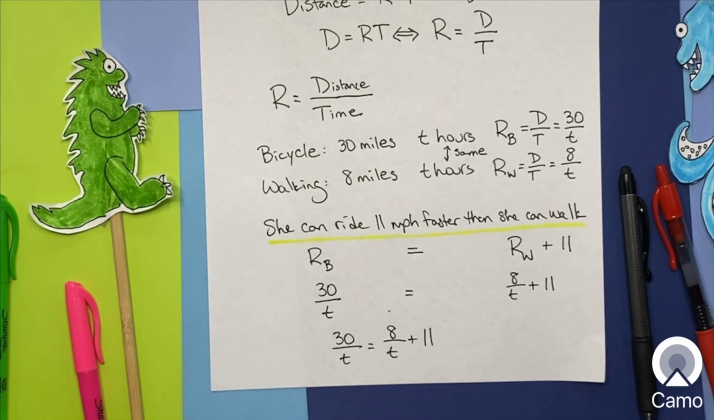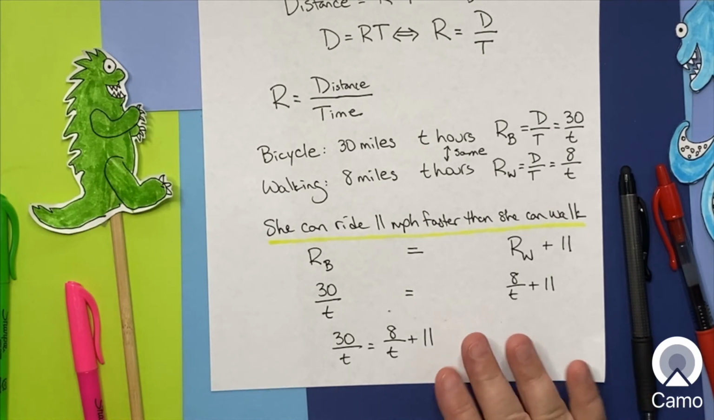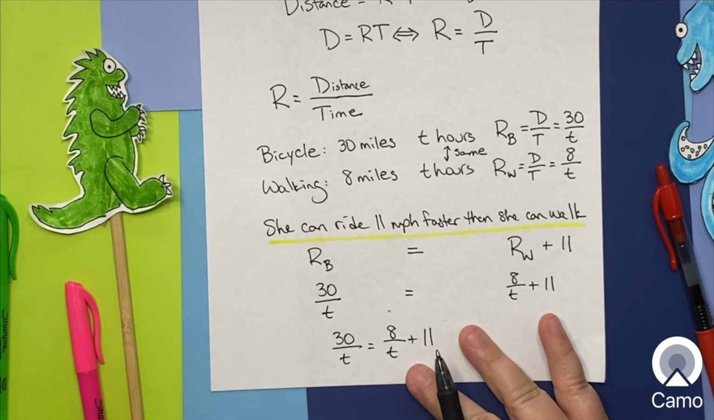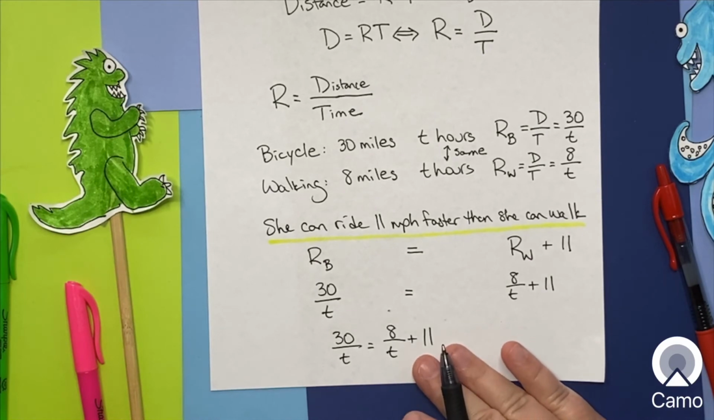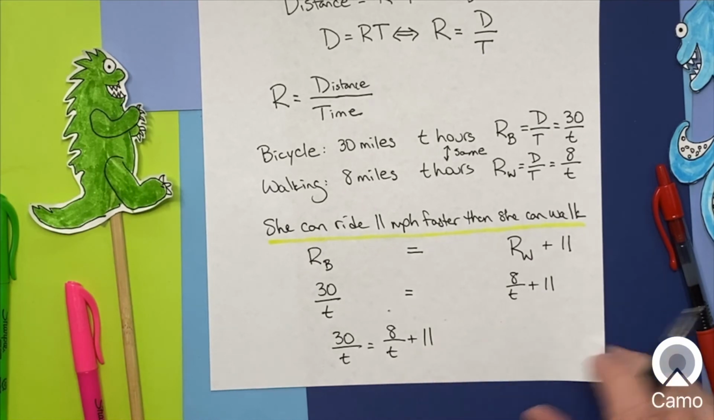I know that's not anyone's, well, it might be somebody's favorite. Fractional expressions, rational equations, sometimes can be really frustrating. But at least we've got an equation.